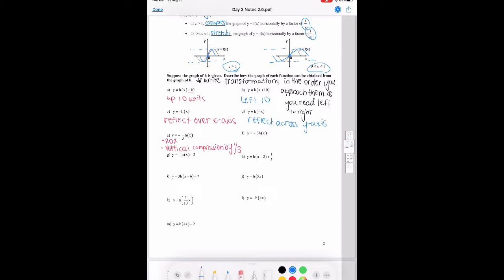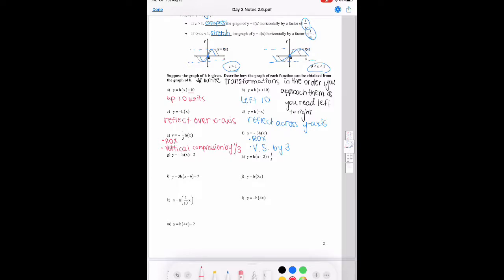Okay, part F. We see that negative on the outside, so once again, reflection over X. But now that 1/3 has changed to a 3, so we know that's going to be a vertical stretch by 3. I'm going to abbreviate this. I recommend, guys, you pause, you try the rest of these on your own and see if you get what I get.